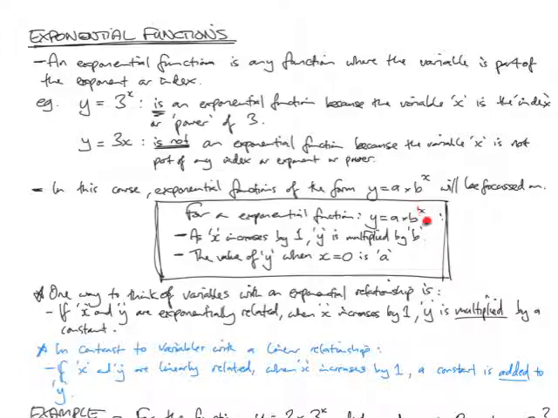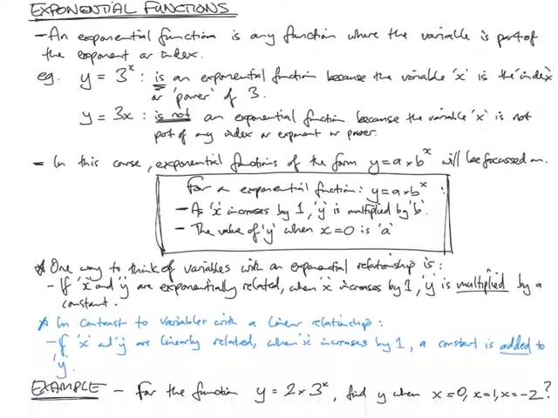So if x is 0, anything to the power of 0, so b could be 100, b could be 1, b could be anything. Any number to the power of 0 is actually 1. So if you times 1 by any number, you'll get the same number. So value of y when x is equal to 0 is always going to be a.